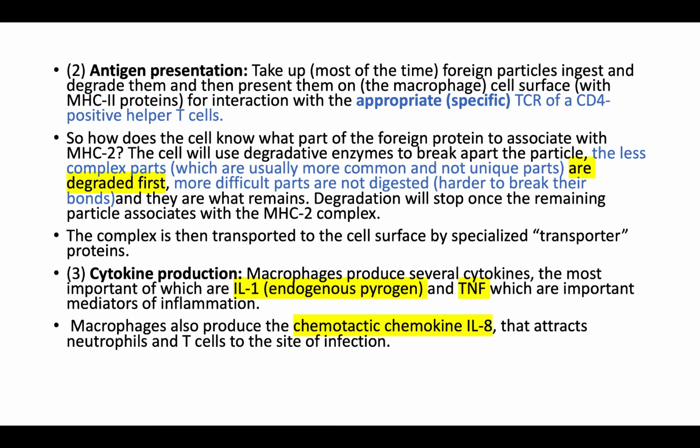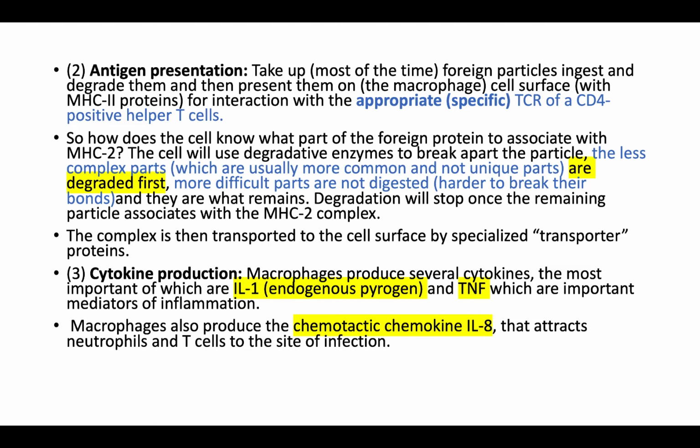Now regarding antigen presentation, it will take up most of the time. The foreign particle is ingested and degraded, remember. So the most appropriate specific parts will remain from digestion, and this becomes the antigen that is going to be presented for interaction with the appropriate specific T cell receptor on the CD4 positive cell. So how does the cell know which part of the foreign protein to associate? The cell will use degradative enzymes, and the less complex parts will be degraded quickly. For example, if we have a complex sugar and a simple sugar, the simple sugar will be digested quicker.